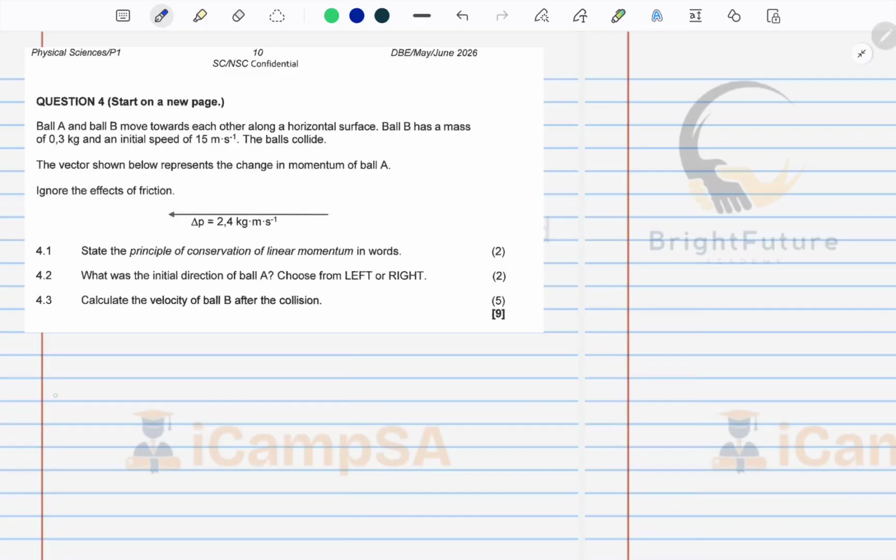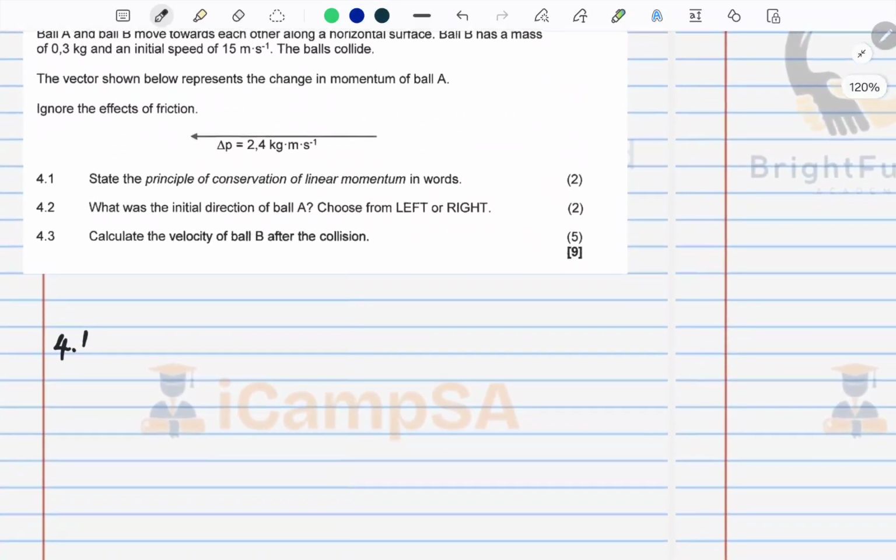So what's going to happen here? What is this principle? I'm not going to make you state it, but I can state it for you. Here we're saying the total linear momentum in an isolated system remains constant. Okay, so what are we saying? We're saying if we have a system, all initial momentum should be equal to all final momentum.